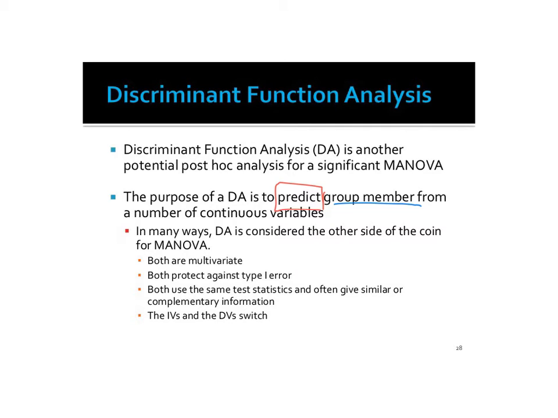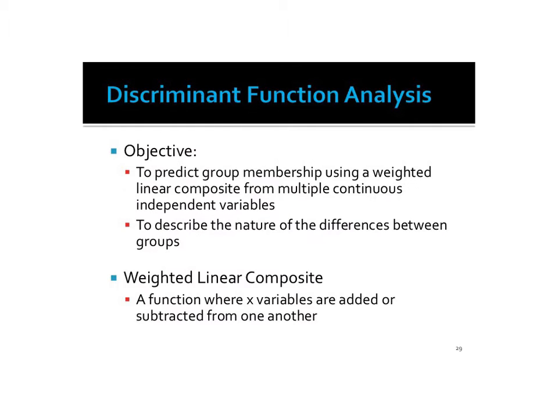Not the only major difference, but one of the major differences is that we're trying to switch the independent and dependent variables. So the objective here is to predict group membership using a weighted linear composite. We'll go over what that means in a second, but a weighted linear composite from continuous independent variables. The goal is to describe the nature of differences between those groups.